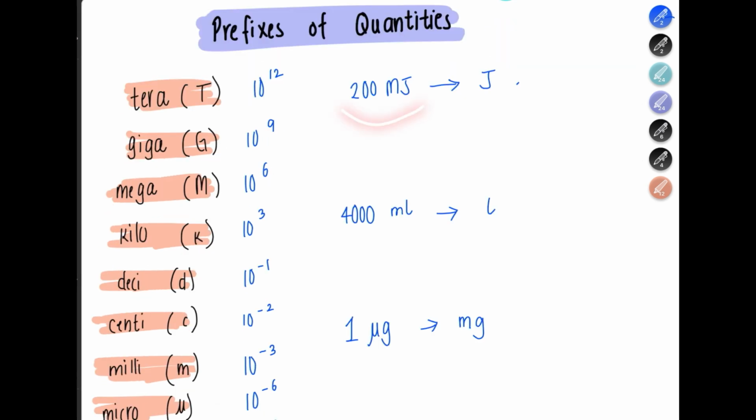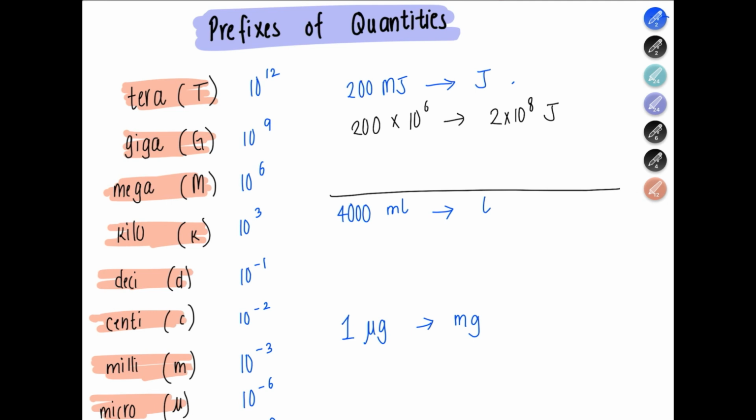So let's say you have 200 megajoules and you need to convert this into joules. What do you do? You're going to multiply 200 by what is a mega? This is 10 power 6. Multiply this by 10 power 6 joules, and this is going to be 2 multiplied by 10 power 8 joules. So 200 megajoules is basically 2 times 10 power 8 joules.